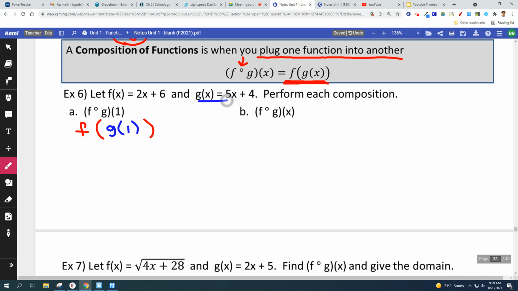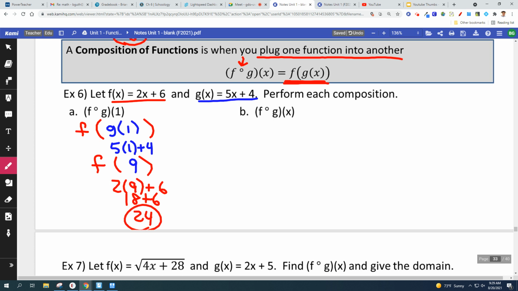All right, so g of 1. Here's g, right? So g of 1, just plug in the 1 right there. 5 times 1 plus 4, that's going to give me 5 plus 4, that's going to give me 9. Okay, g of 1 is 9, but I have to do f of that result. So I need to do f of 9. I'm going to plug 9 into the f function. Here's the f function. 2 times 9 plus 6. That's 18 plus 6. That's 24. I kind of like those, but I'm weird, so whatever.